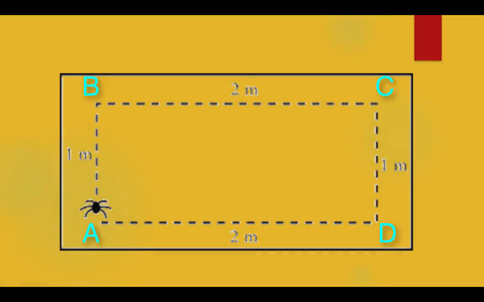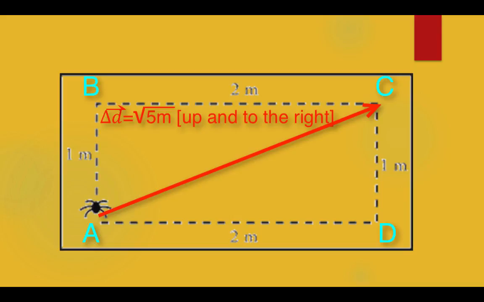A third example is this spider walking around this rectangle. Starting at the bottom left, point A, it walks up to point B. His distance traveled will be 1 meter and his displacement will be 1 meter up. When he turns to the right and walks to the top right corner, point C, his distance would now be 3 meters and its displacement would be a straight line diagonal, which would be root 5 meters up and to the right.